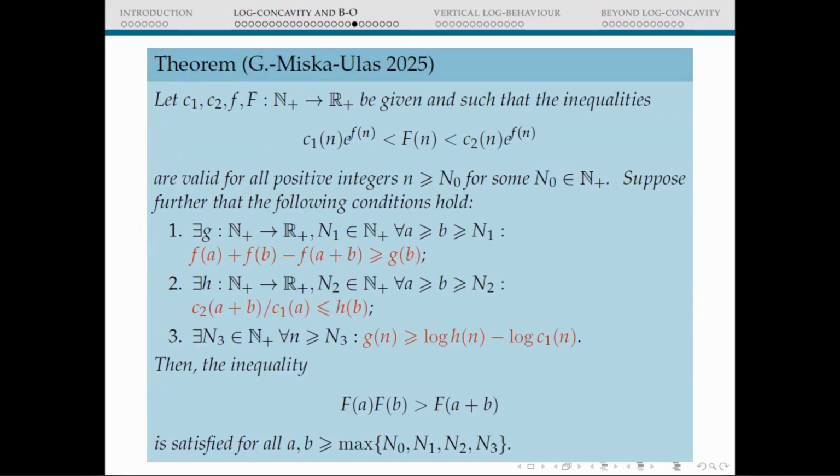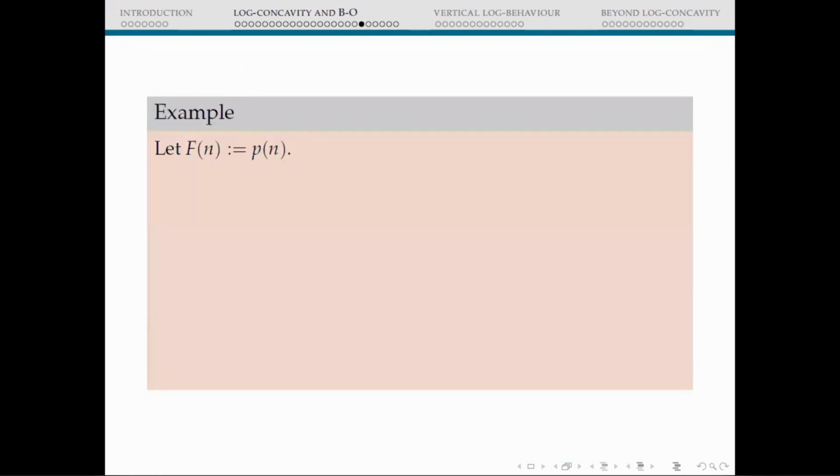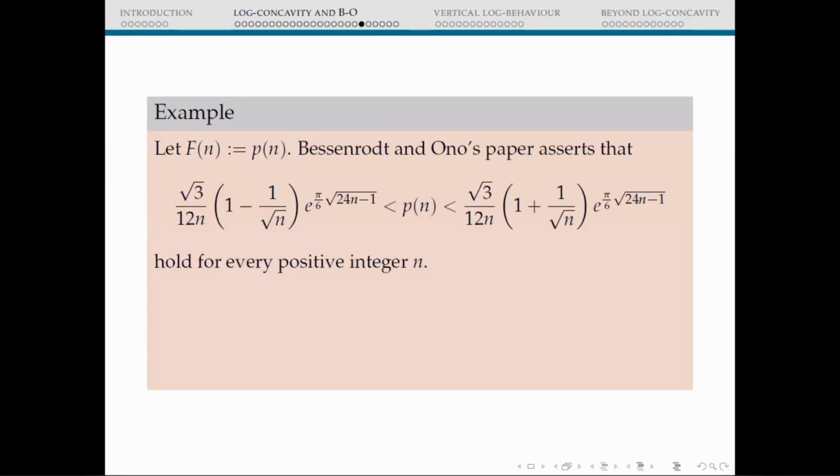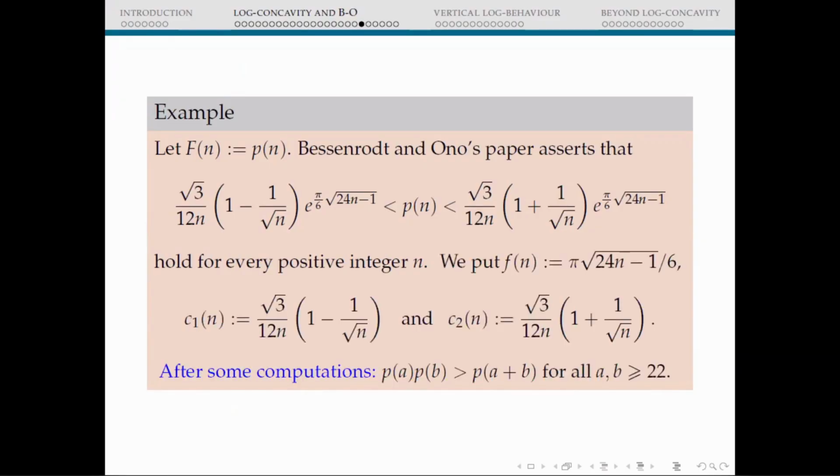So here we assume that we have the estimates for our function. This is the most important thing, because for many A-partition functions where A is infinite, we don't have an explicit description of their growth. And using it, for instance, for the partition function, if we take advantage of the estimates from the Bessenrodt-Ono paper, then we obtain the appropriate inequality for all A and B greater or equal than 2.